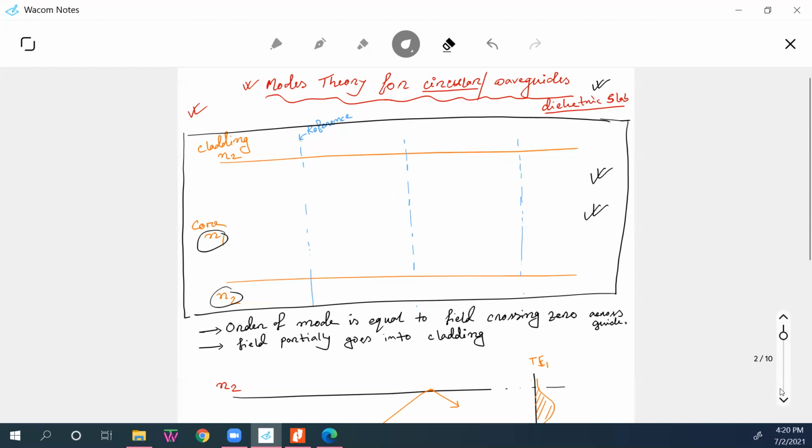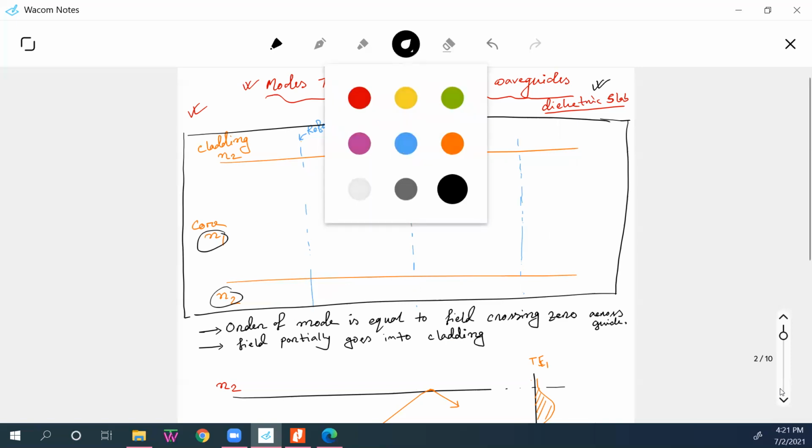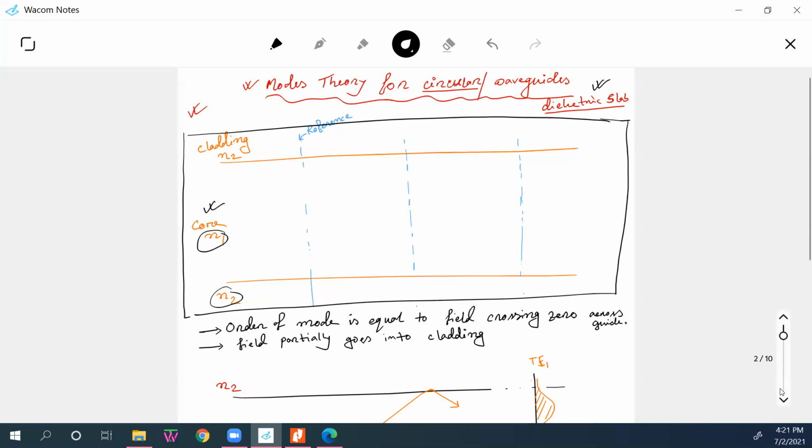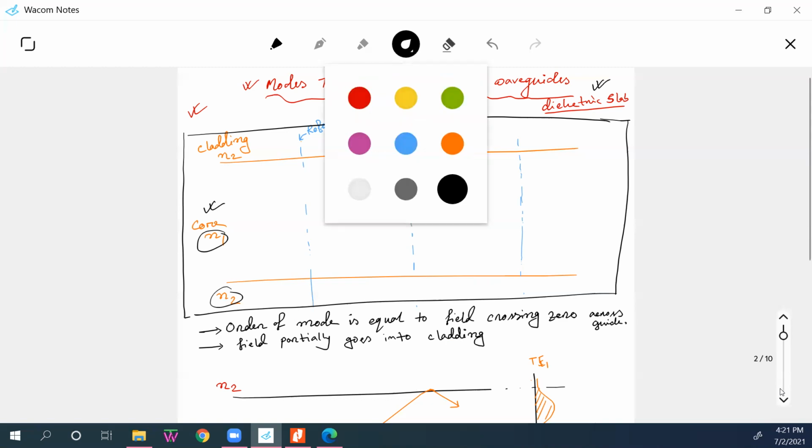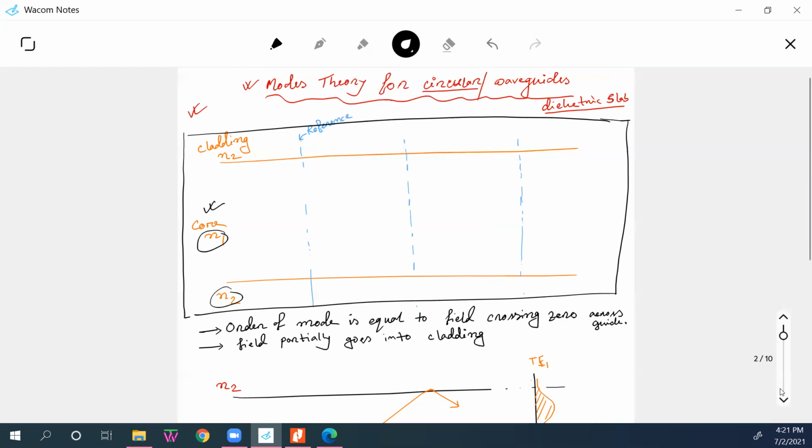So in this dielectric slab, this is our exemplary or ideal waveguide, where we try to create a scenario like an optical fiber, where we have a core and a cladding. We have already seen what kind of modes we can see in a dielectric waveguide. We can see transverse electrical or transverse magnetic modes.